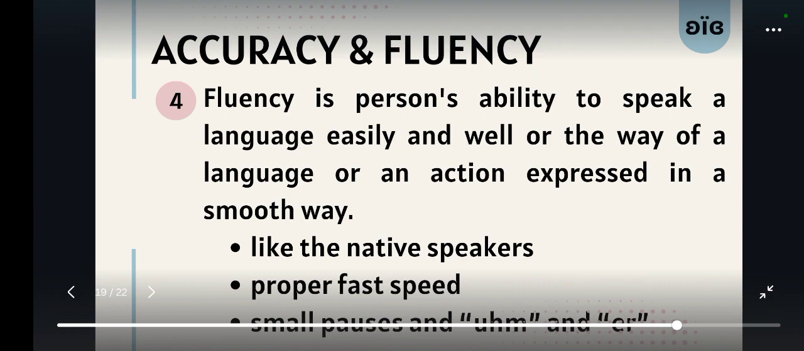So, here goes the vocabulary words, or the diction, or the choice of words. Of course, the fluency is also important because it's a person's ability to speak a language easily and well, or the way of a language or an action expressed in a smooth way, like what the native speakers do. When you say accuracy and fluency, the speakers should understand the proper speed that the speaker should be using in a communication setting, and also small pauses, and those should also be considered when it comes to the speaking skills of the students.